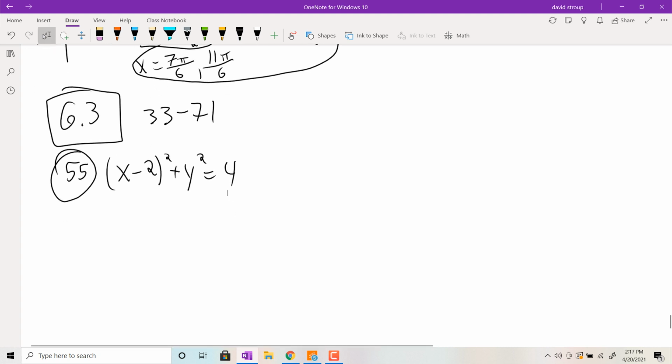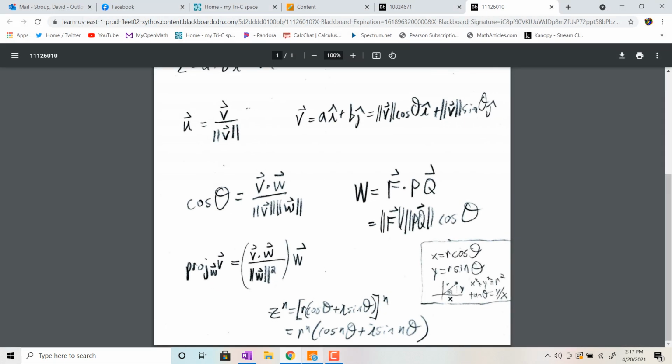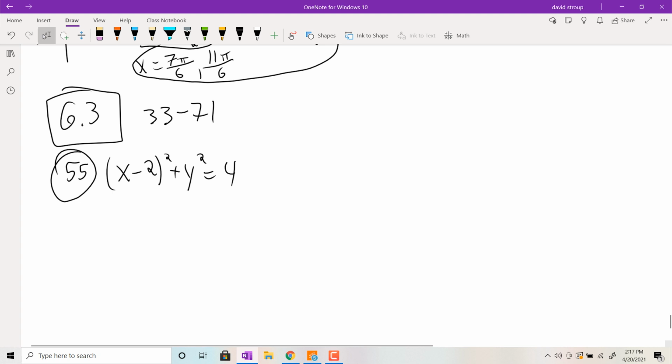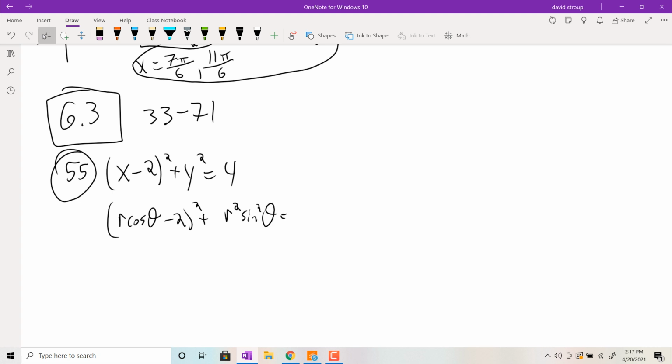In order to pull that off, I'm just going to replace the x and the y with r cosine and r sine, just like the formula sheet says. So I have r cosine theta minus 2 squared plus r sine theta squared equals r squared sine squared theta plus 4. I need to FOIL out that first part. That's going to give me r squared cosine squared theta minus 4r cosine theta plus 4 plus r squared sine squared theta equals 4.